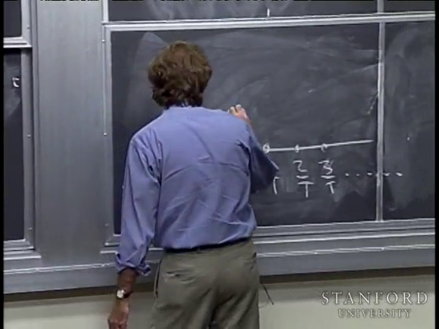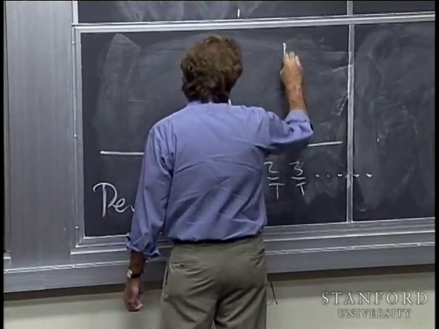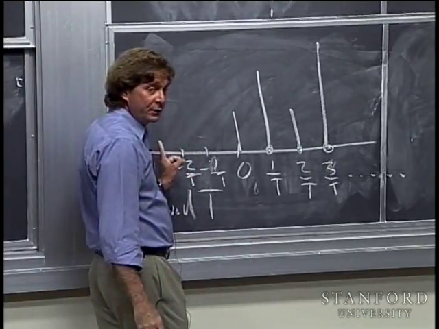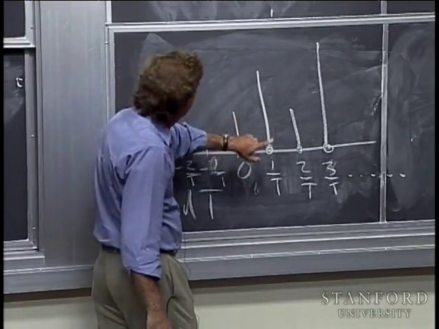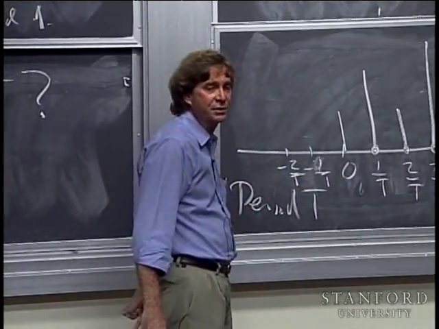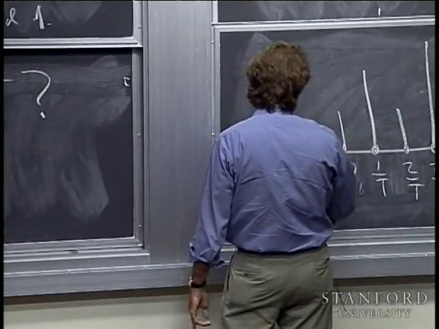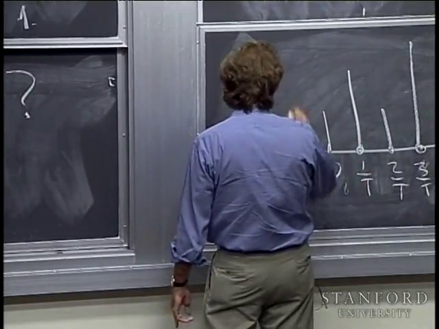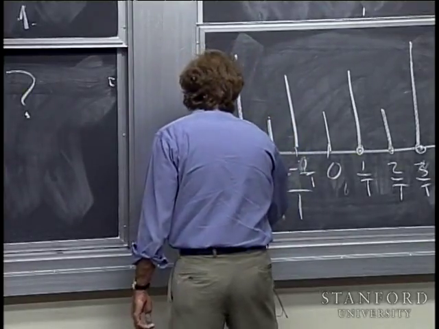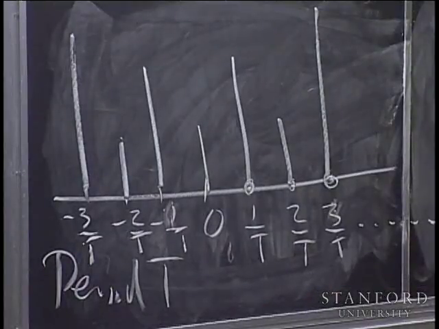And here's the zeroth Fourier coefficient, here's the first, here's the second, here's the third. The ones corresponding to the negative frequencies have the same magnitudes. When I say here's the first, the second, the third, I mean the magnitude, because you can't plot complex numbers, you're just plotting the magnitudes. On the left I have the same picture because it's symmetric: minus 3 over T, and so on. They're spaced 1 over T apart.